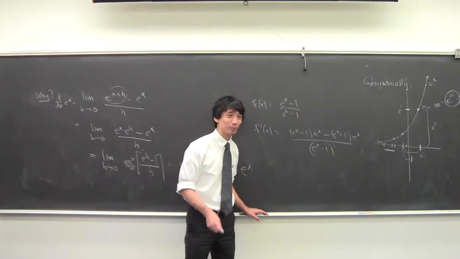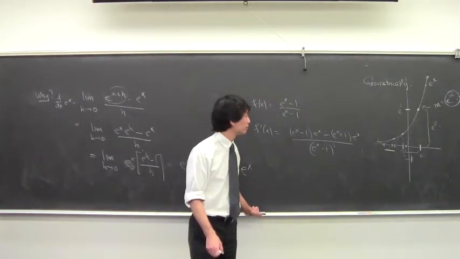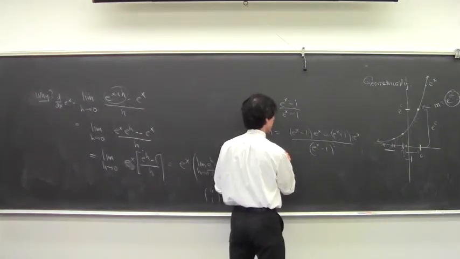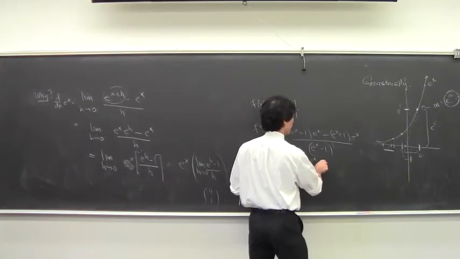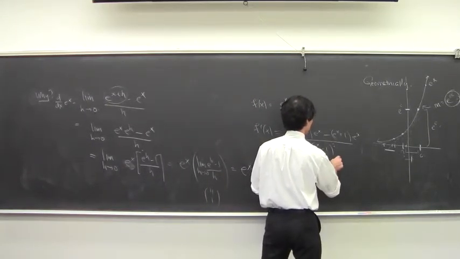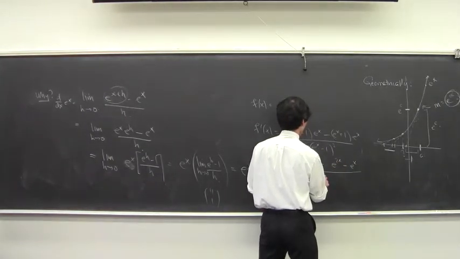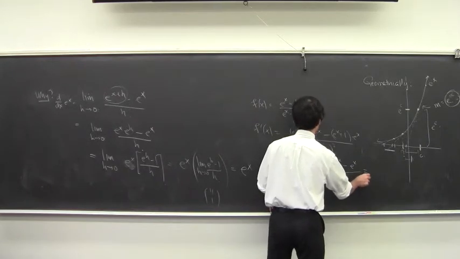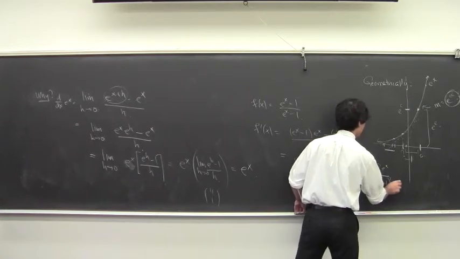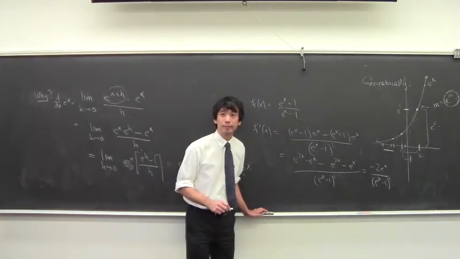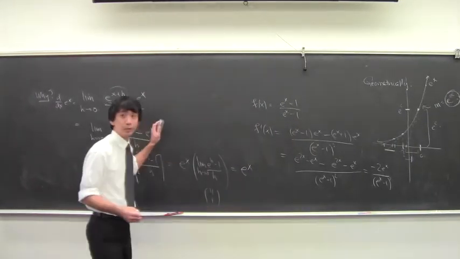Luke, would you mind simplifying it, if you'd like? So you get e to the 2x minus e to the x minus e to the 2x minus e to the x over e to the x minus 1 squared. Right? And so you get negative 2 e to the x over e to the x minus 1 squared. Okay. Other questions?